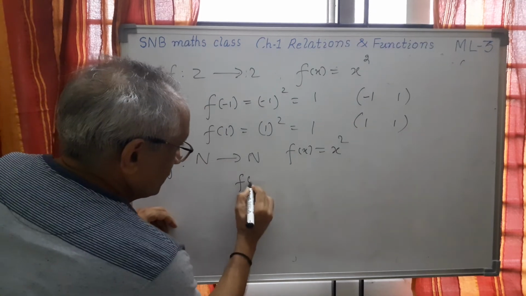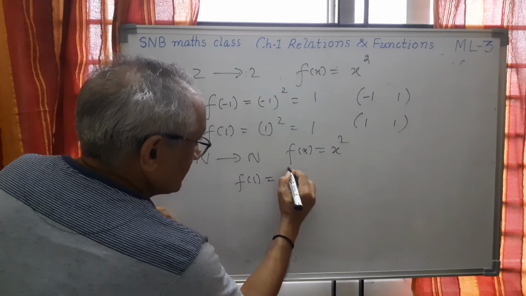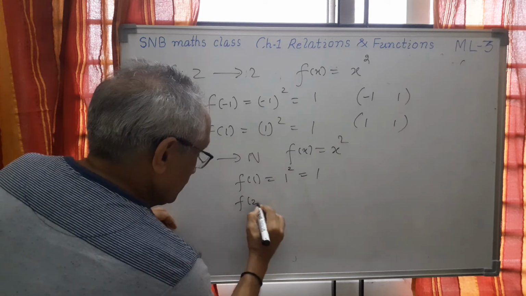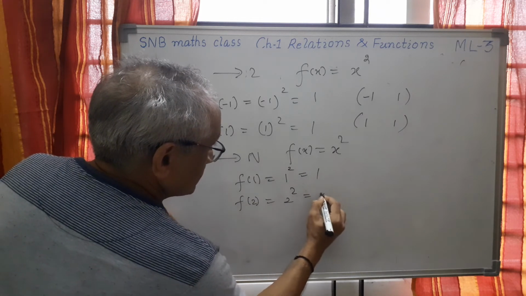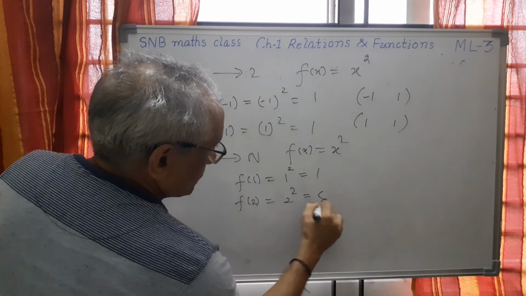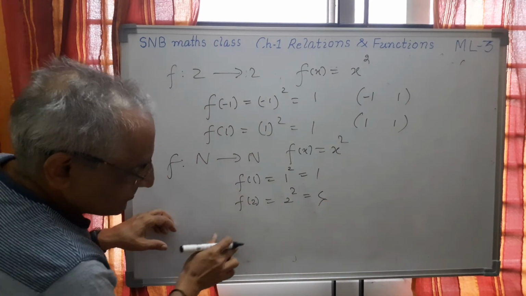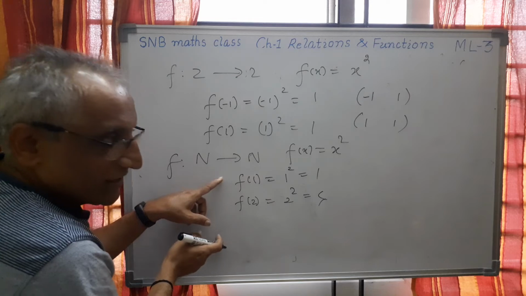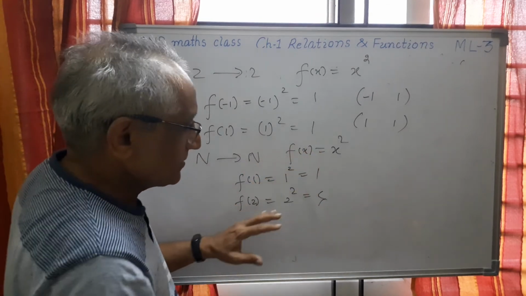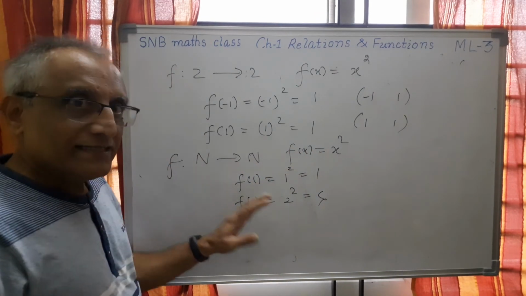So f of 1 will go to 1 only, 1 square is 1. f of 2 will go to 2 square, this is 4. So all the elements here are going to their square, and no two elements here will go to the same number. So it is one-one. So with this, let me conclude.